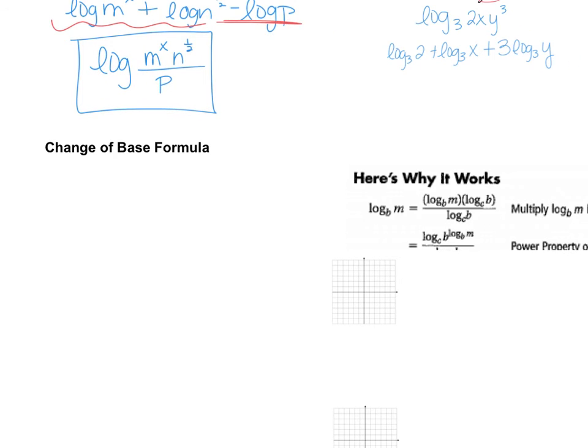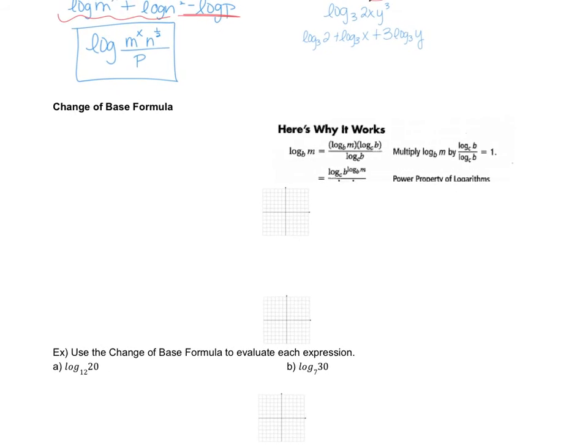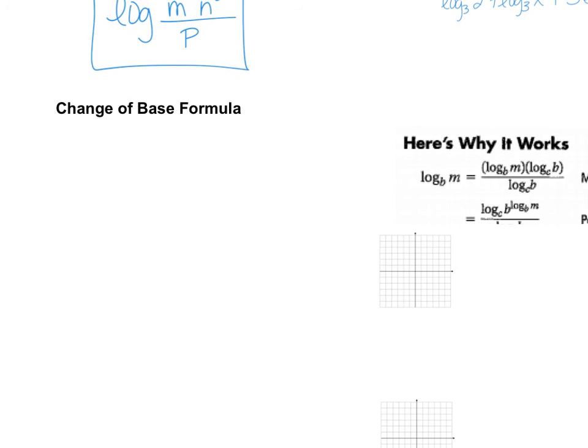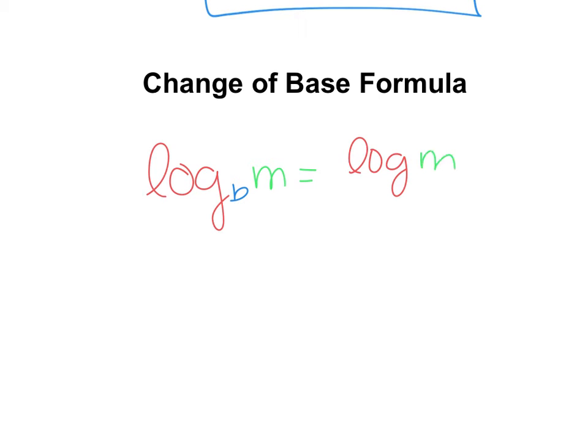Okay, this next one is the change of base. I don't know what that random graph is doing there. That's weird. Okay, so anyway, the change of base formula, I'm going to color code it. So it's going to be like the log base b of m. You can switch this up to the log of m divided by the log of b.